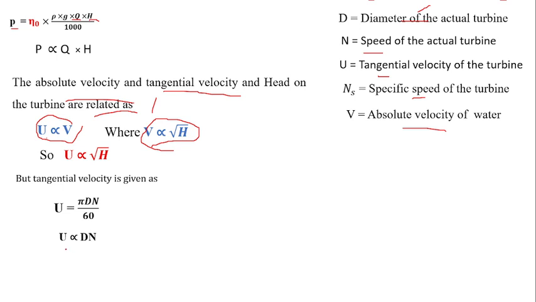So U is directly proportional to D into N. Please be careful, there may be some confusion in terms of so many terms. U is directly proportional to root over H, whereas root over H is directly proportional to D N. We can conclude that D is directly proportional to root H by N.